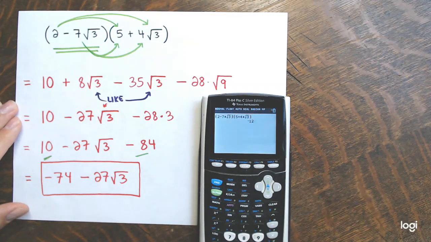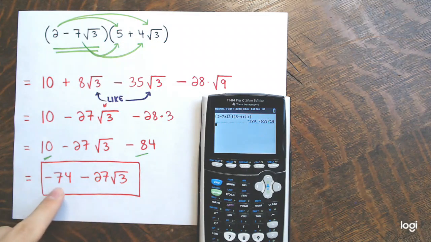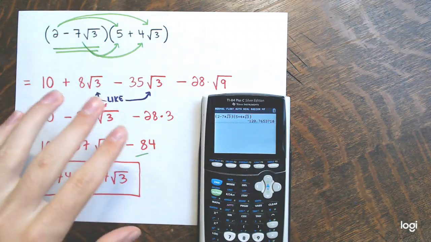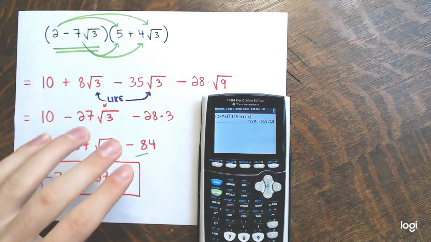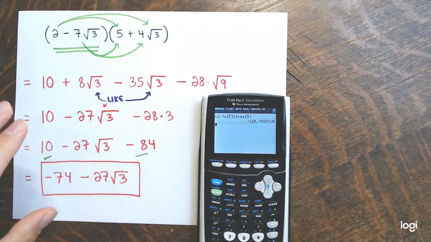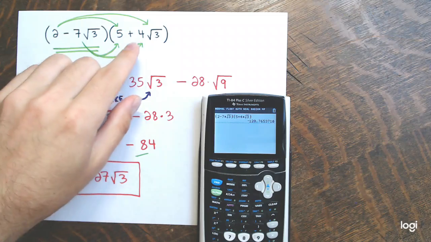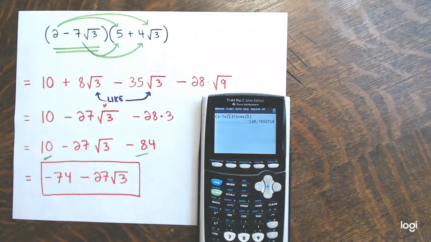And we're getting this number of negative 120.7653718 and so on. Now let's take a look at this last one. If I did everything correctly, all the multiplying and simplifying and combining like terms and like radicals, the number I have in the beginning should be the same as the number I have at the end.